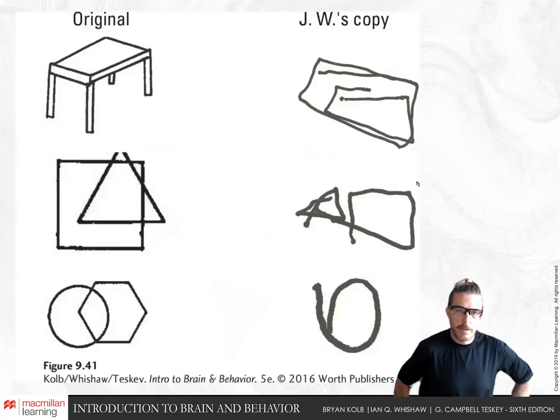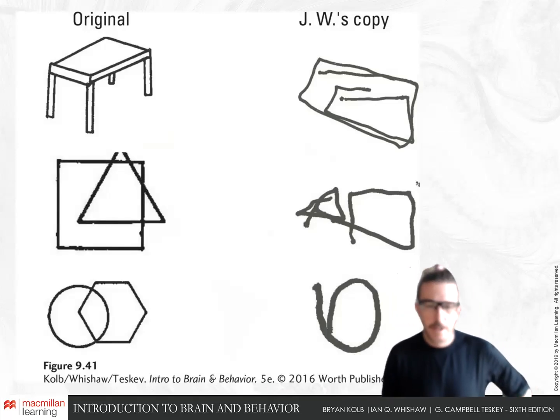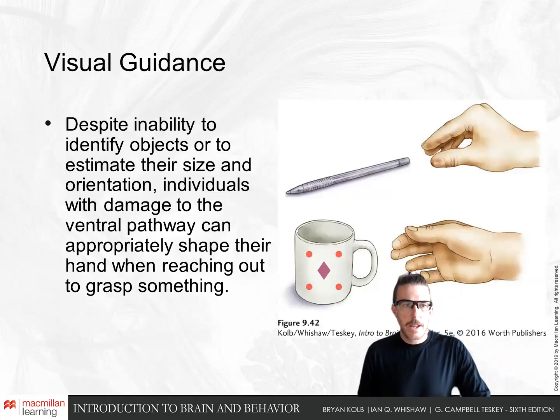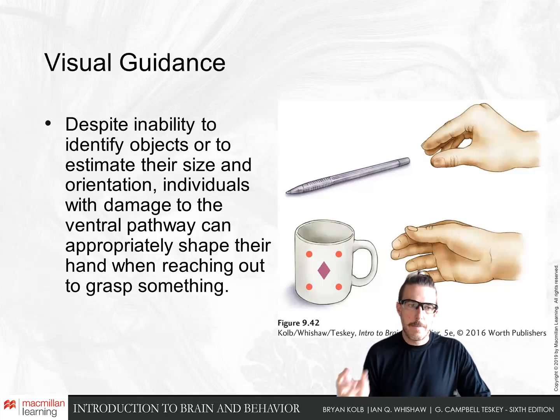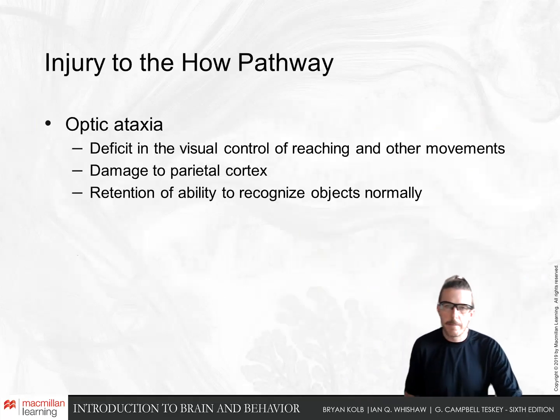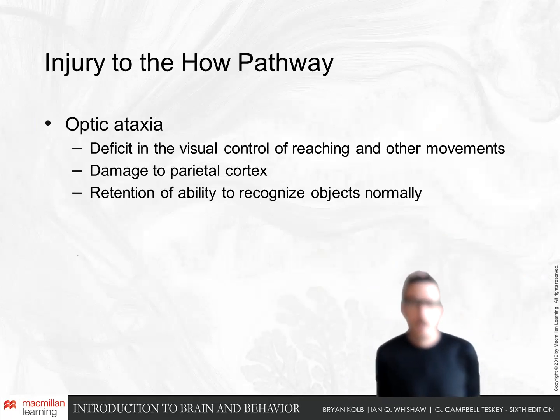So here's an example of a patient, JW, with an agnosia, who can't copy simple shapes that are shown to him. So even though they can't identify objects or estimate their size, they can often appropriately reach out and grab things with the right grasp. And they might not even be aware of themselves doing that.